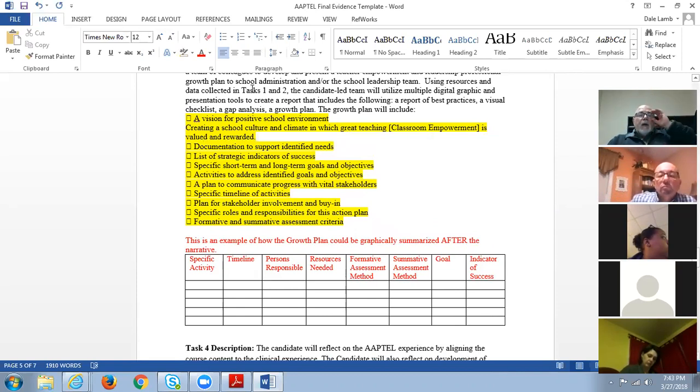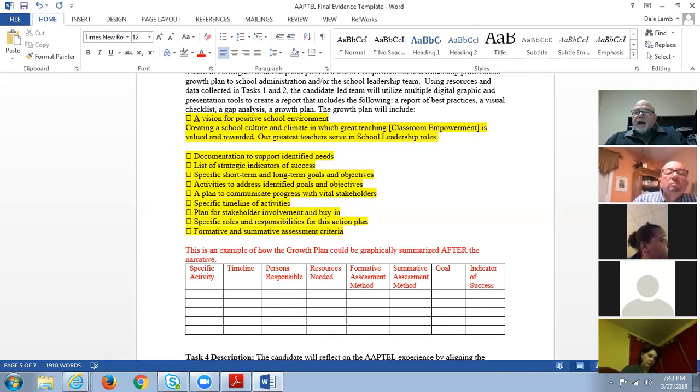All right, so that's the first one. A vision for what we're talking about here is creating a school culture and climate in which great teaching, which is called classroom empowerment, is valued and rewarded. That's what we're looking for. That's the vision. That's the first half. The second half is that our greatest teachers served in school leadership roles. You need to write more than that to flesh those out, but those are the main ideas here.